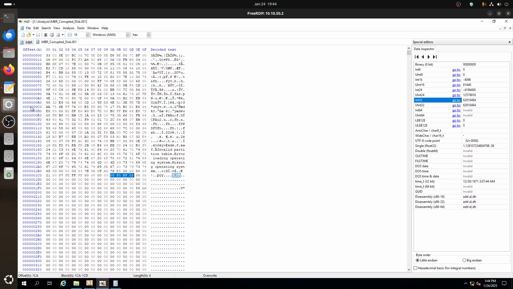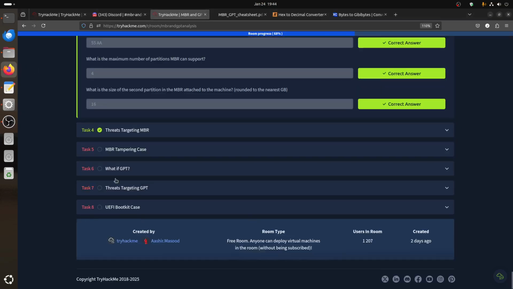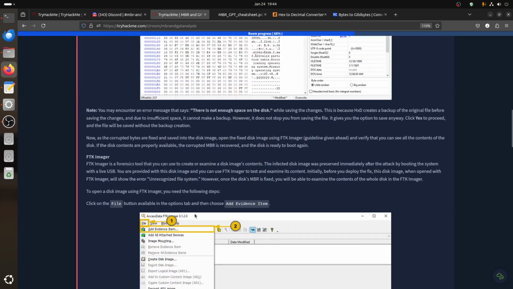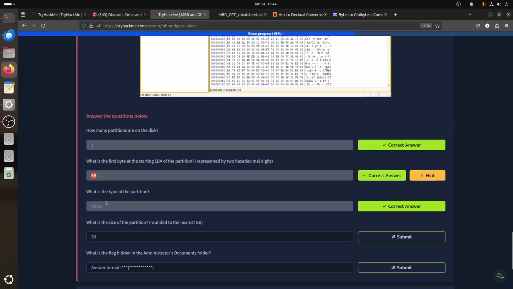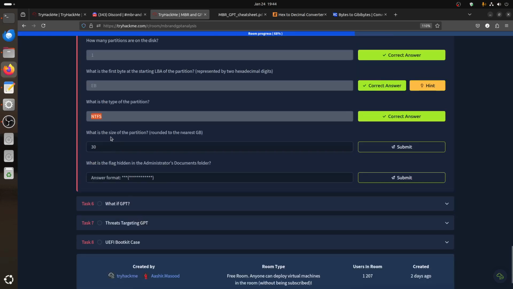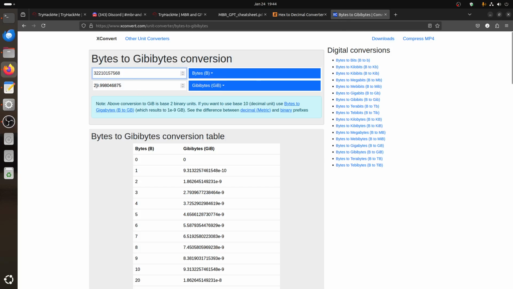But the answer is not correct. I mean, it's only one partition, so the EB is correct and NTFS. What is the size of the partition rounded to the nearest gigabyte? No, the way that it's set, it just says 39. That's not correct.